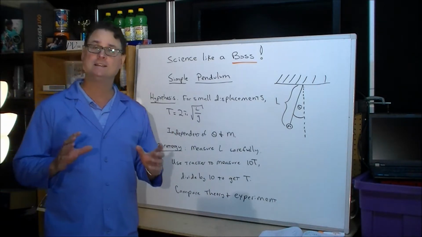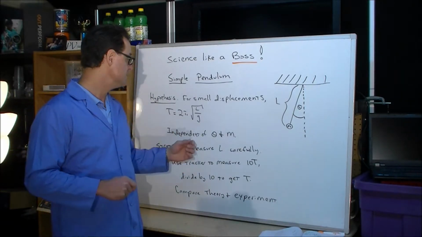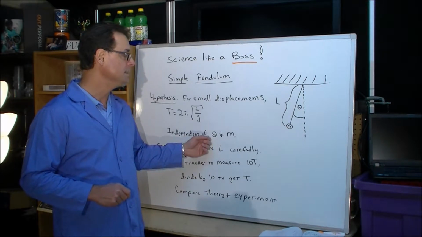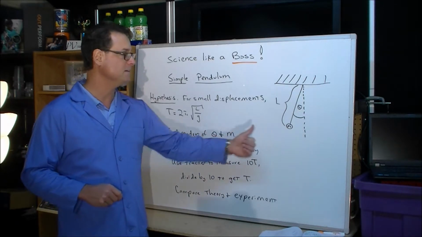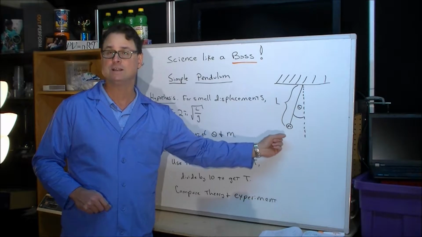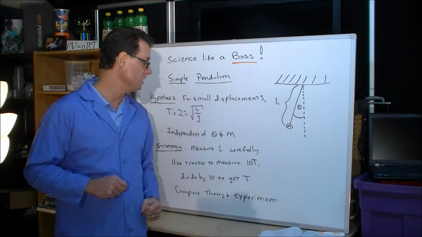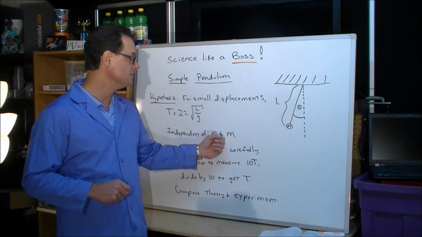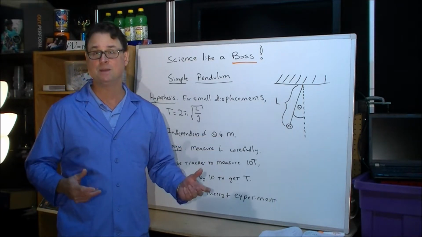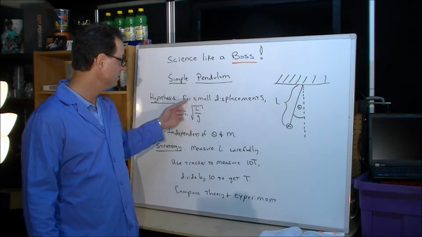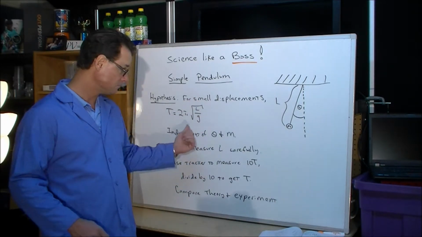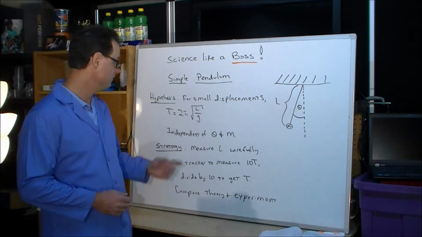And one of the interesting things about this formula is that it predicts that the period doesn't depend on how far you displace the plumb bob before you let it go. It also predicts that the period doesn't depend on m. Notice neither the mass nor the displacement appear in the formula for the period.